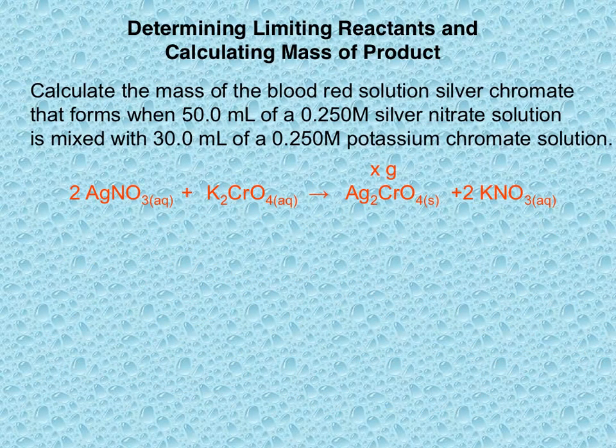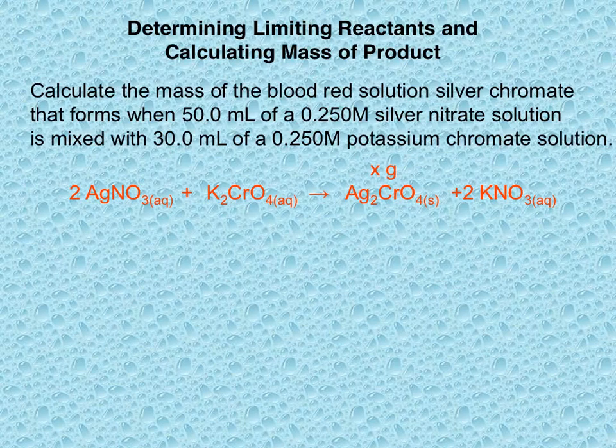So let's take a look at another example. Calculate the mass of blood red silver chromate that forms when 50 mL of a 0.25 molar silver nitrate solution is mixed with 30 mL of a 0.250 molar potassium chromate solution. So what we see different here is that we've got information about the silver nitrate, one reactant, and also about the potassium chromate. We have volume and we have molarity from which we can determine moles. When you have given amounts of 2 reactants, that means we have a limiting reactant problem.